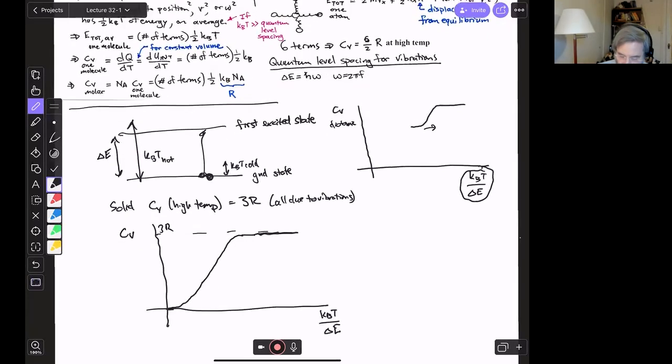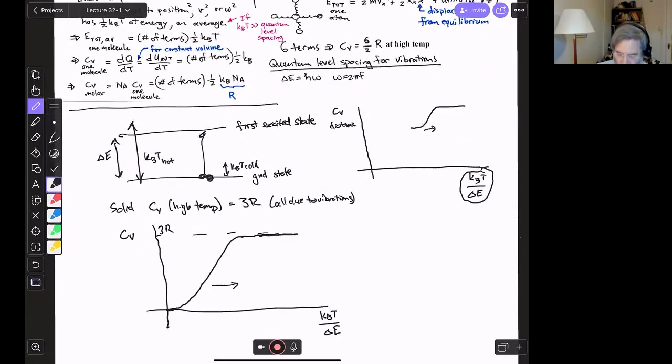And again, you can move to the right on this graph either by increasing the temperature or by decreasing the quantum level spacing. So increasing the temperature, you could do that with a single sample. Decreasing the quantum level spacing, you'd have to do that by moving from one material to a different material. Does that make sense?